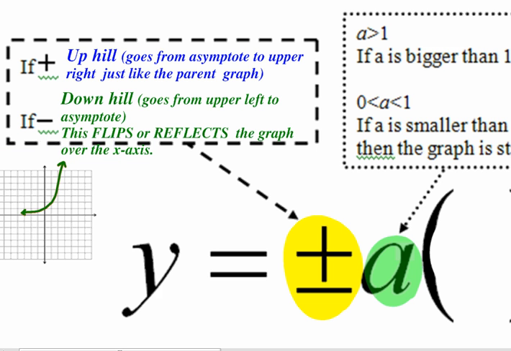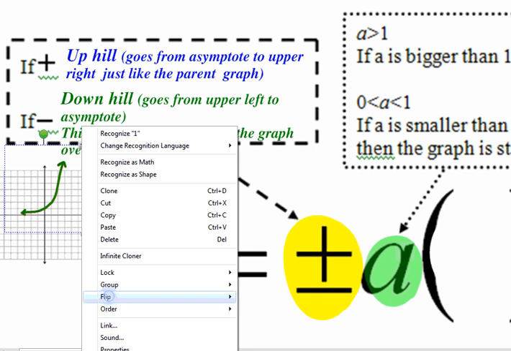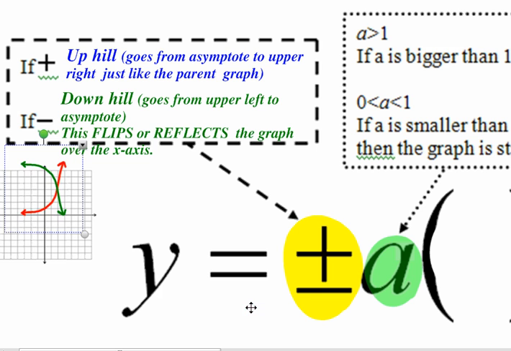All right, so here I've got my picture. I have my parent graph. Now, if I am going to have it negative, it's going to flip up and down, and that means it's going to come down here, and it's going to flip over the x-axis.